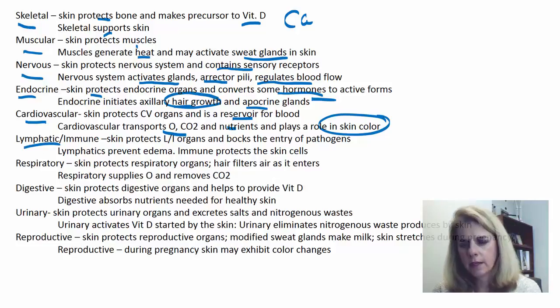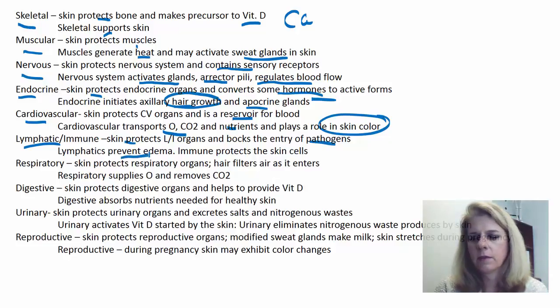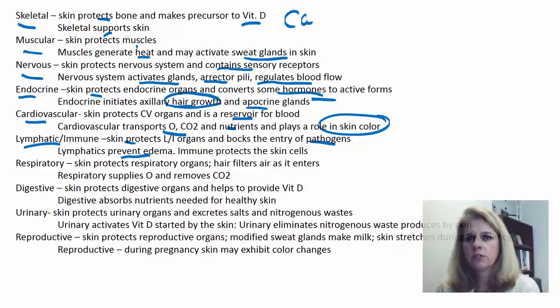Lymphatics and immune. Again, skin protects those organs, right? But it's also a barrier. So it helps our lymphatics and immunes by blocking pathogens from entering into our body, okay? Lymphatics, when we talk about swelling, so if your tissue swells, the lymphatics help drain that fluid away. Your immune cells, white blood cells, they help protect the skin.